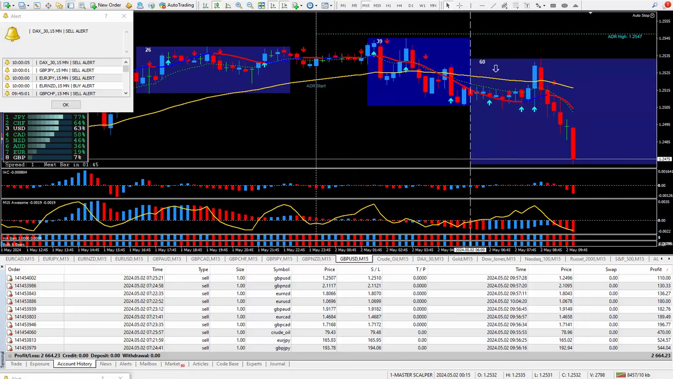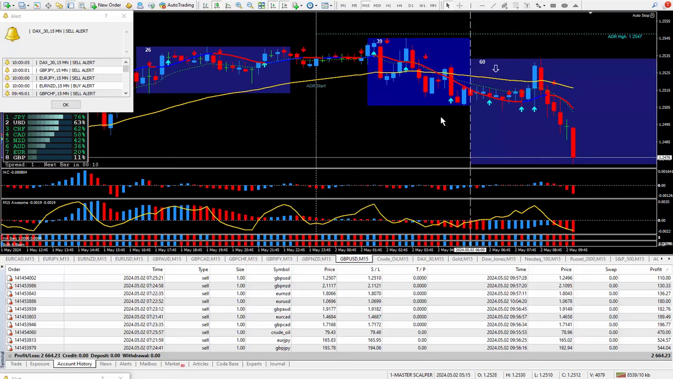It's called the Master Scalper and today's date is May the 2nd, and on this day, as I'm introducing my Master Scalper, I did trade 10 trades here, as you can see. Mostly Forex, except for this crude oil. You can trade anything that your broker offers you on the MT4 platform. Remember, it only works on the MT4 platform.